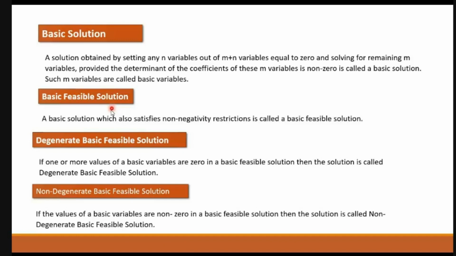If any one of these basic solutions is 0, it is said to be a degenerate basic solution. And if it is non-zero, it is said to be non-degenerate. Okay. So degenerate means one of the solutions is equal to 0. Non-degenerate means all the solutions are not equal to 0. Feasible means all the solutions are positive.